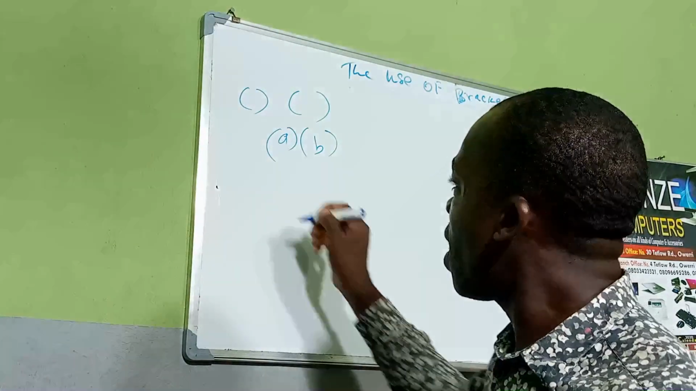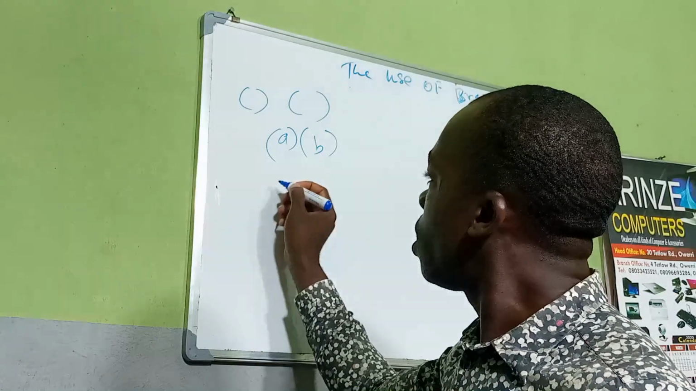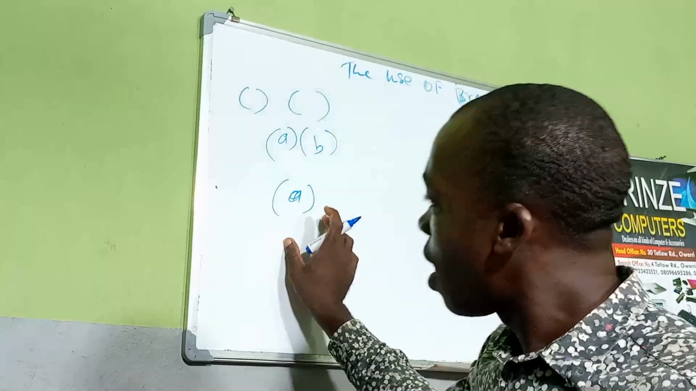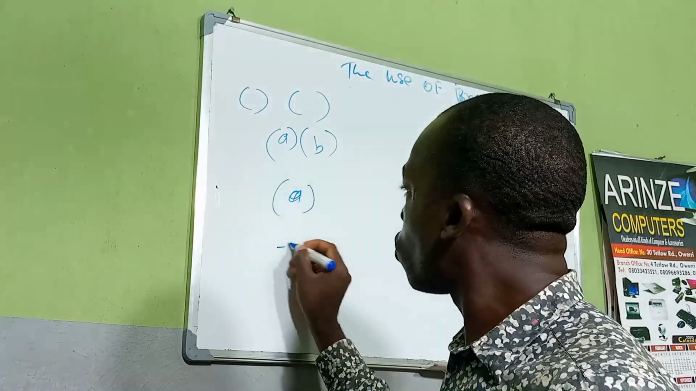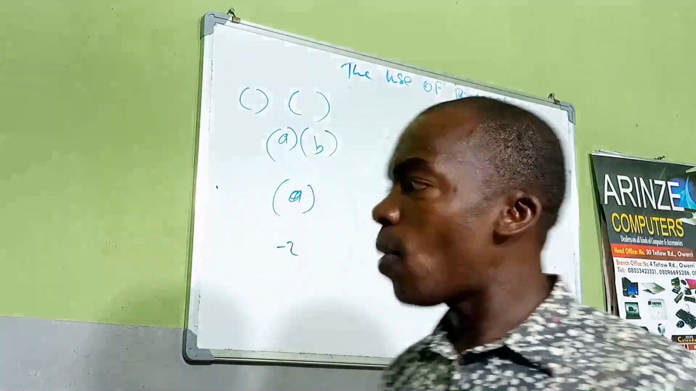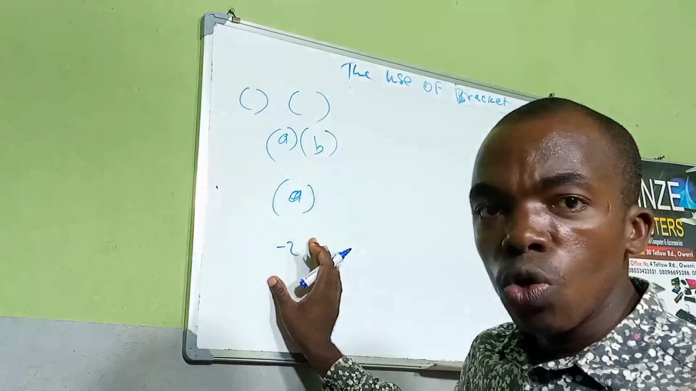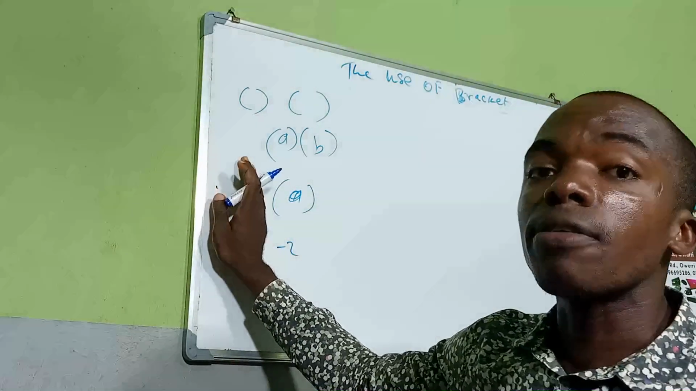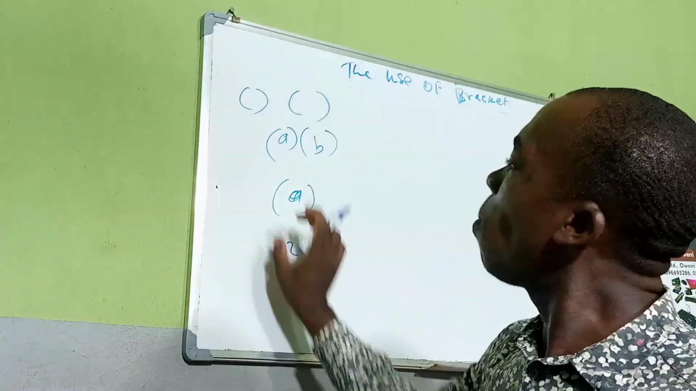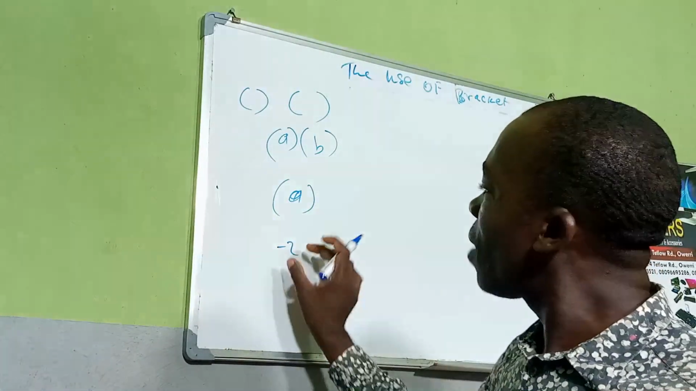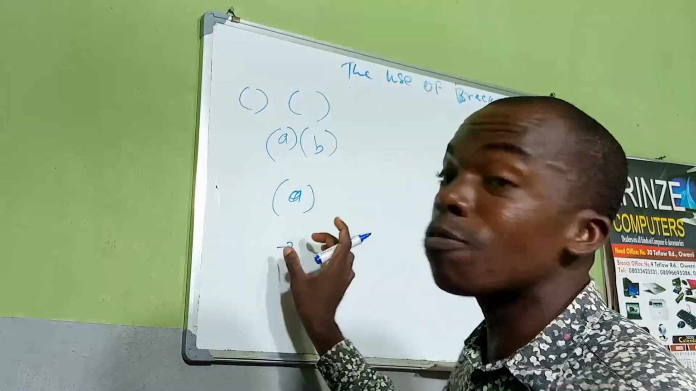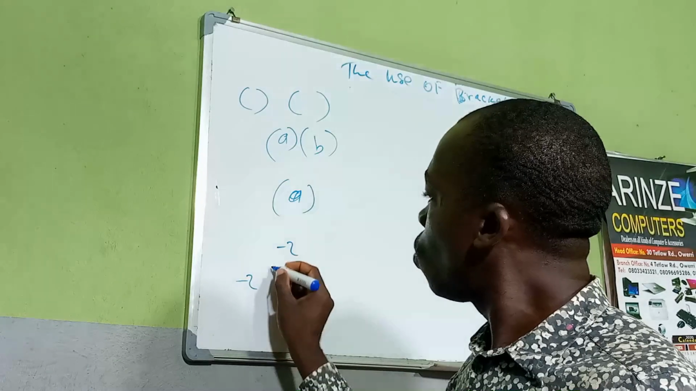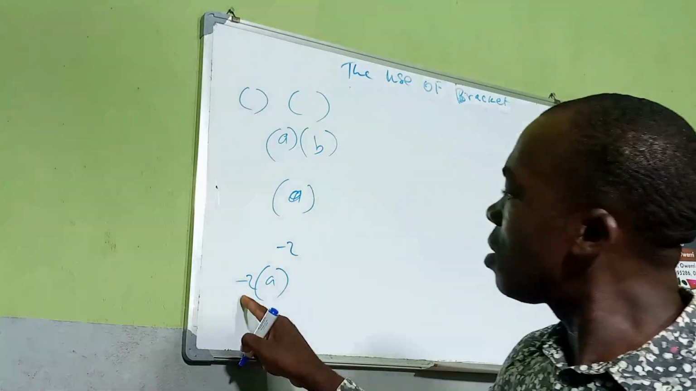Like for example, if I have this bracket (a), and I want to multiply this bracket by -2, then this -2 must come in front of this bracket. Do you get? It must come in front of this bracket. So if I want to multiply this bracket with -2, then this -2 must come in front of this bracket. Now that's to say, if I have -2, open bracket a, this means -2 times a.